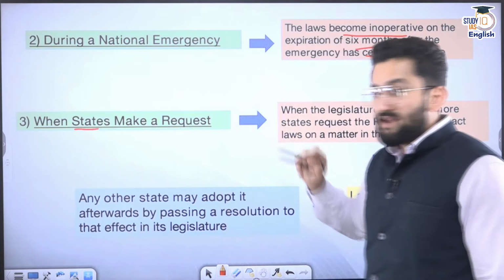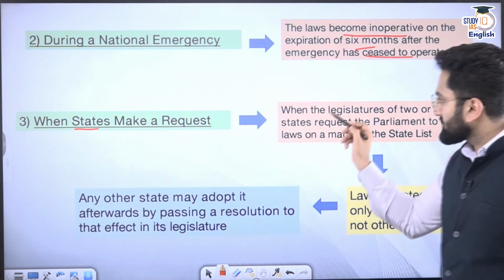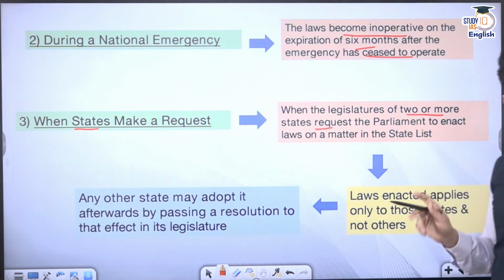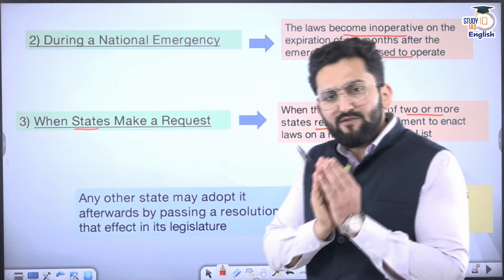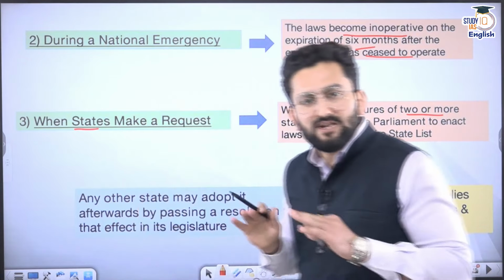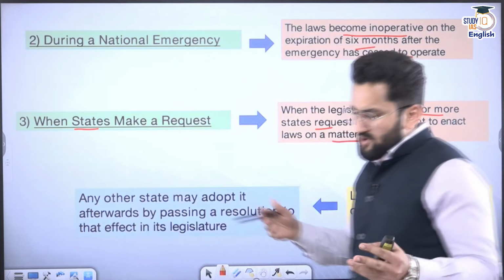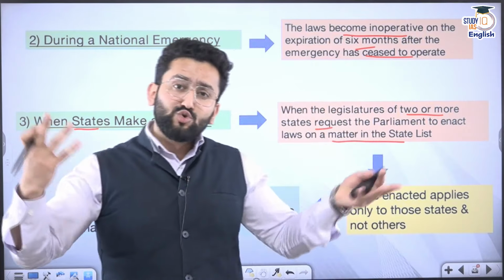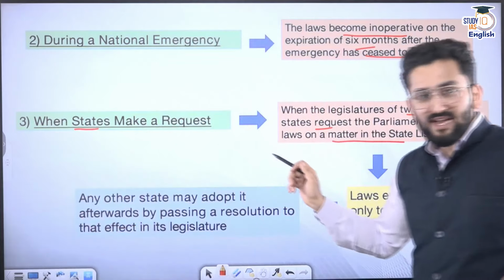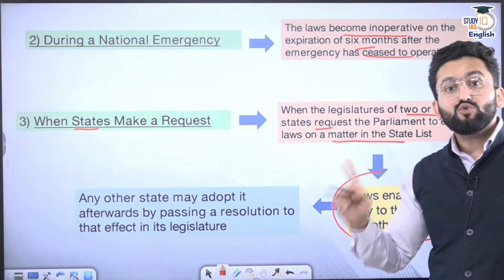Now, when states make a request, what does it mean? If two or more states request that Honorable Parliament, we want you to make law on this topic, although this is a matter of state subject, but we want you to make law. So in this case, Parliament is going to say, okay, if you are willing, then we are going to do that. So in this third case also, law enacted applies only to those states, not to others.